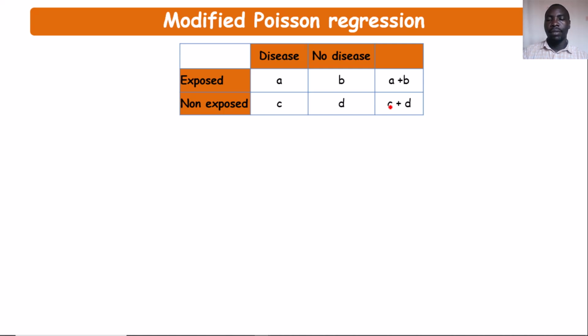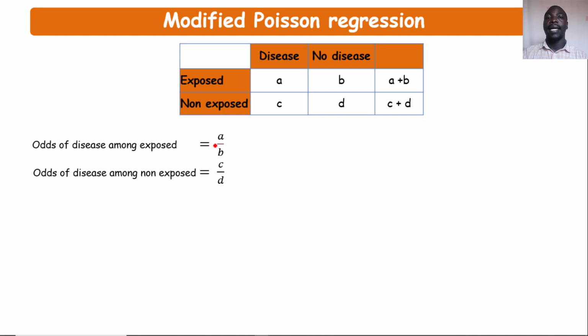From such a table, you can calculate the odds of disease in each group by just getting those with disease over those without disease. You get odds. Even in the unexposed, you can get their odds and get a ratio, call it odds ratio, by dividing this over the odds among the non-exposed. Usually you will see AD over BC if they are cross-multiplying, like AD over BC.